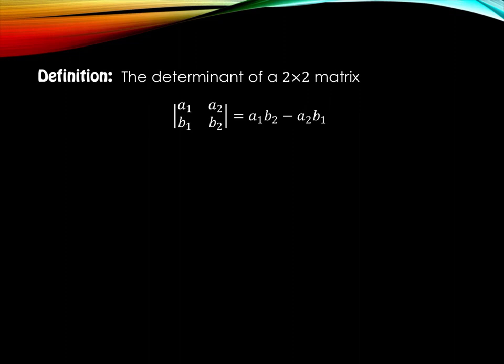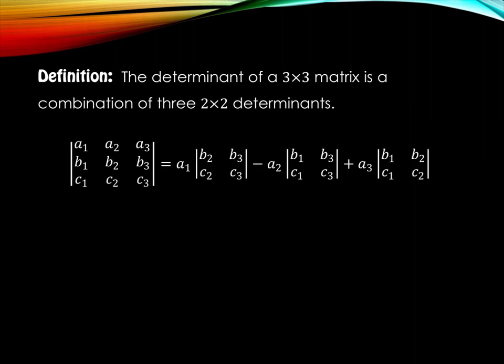That means determinant. A 2x2 determinant is found, and y'all know I'm a visual kind of remembering person, by multiplying this diagonal together and then subtracting the product of the other diagonal. That's how we find a 2x2 determinant. Those are pretty straightforward: you multiply one diagonal, subtract, multiply the other. A 3x3 determinant is not that straightforward.